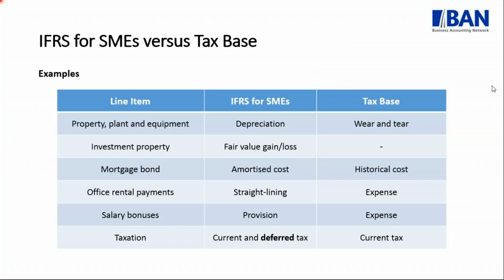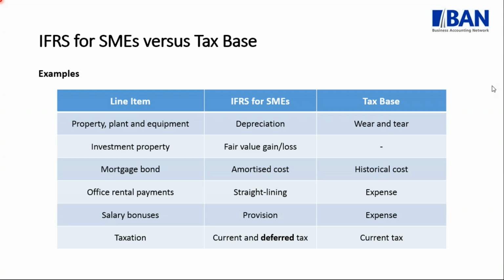Let's look at a few specific examples just to illustrate the principle and help you understand the difference between tax-based accounting and IFRS for SMEs. Let's look at property, plant and equipment. From a tax point of view, you would get your wear and tear allowance under Section 11E based on the schedules that you get from SARS. It gives a number of years of wear and tear that you can claim on certain assets. So those are per legislation.